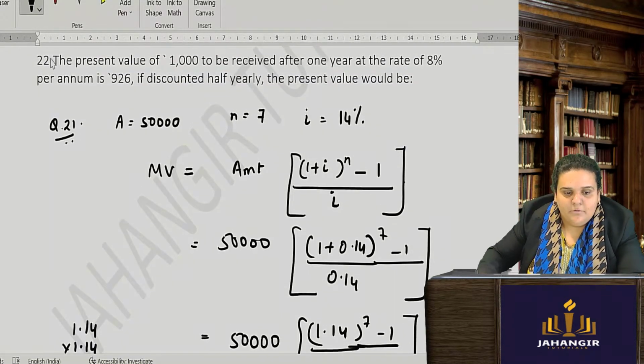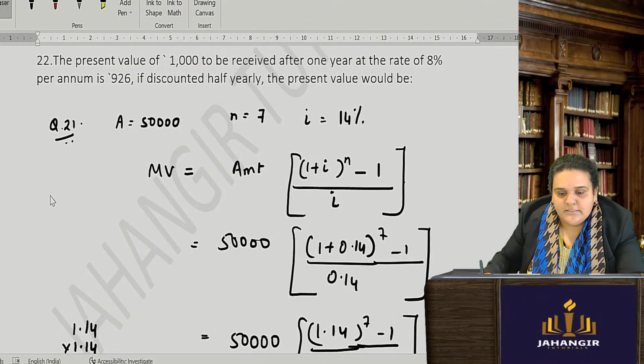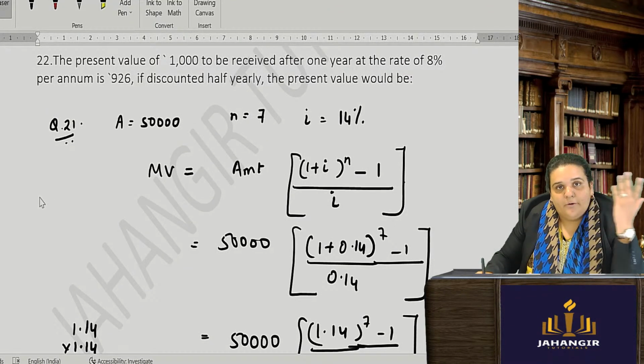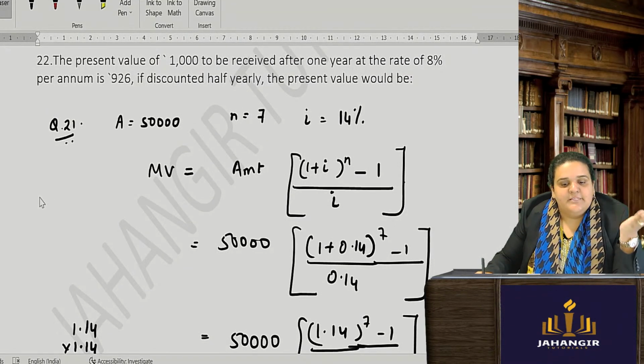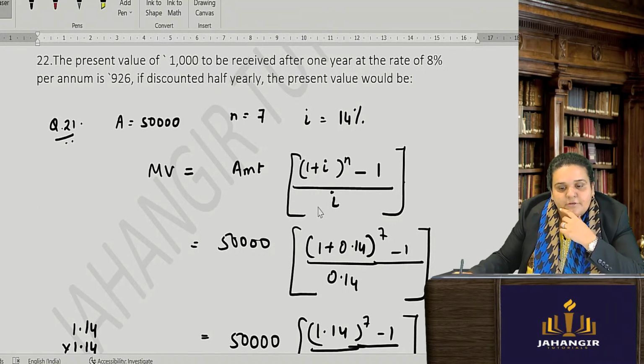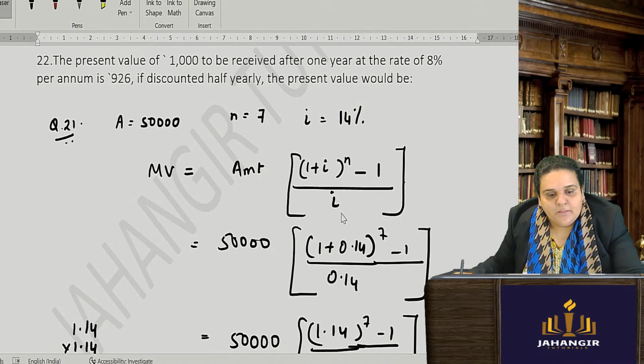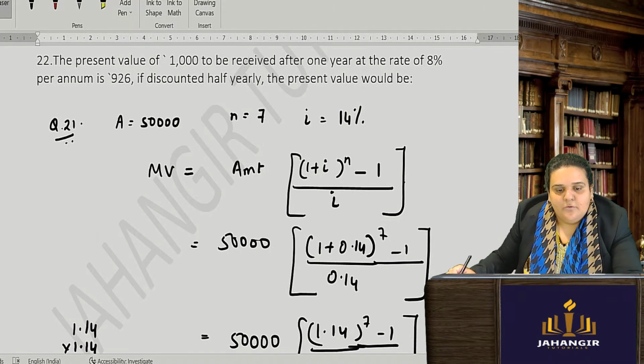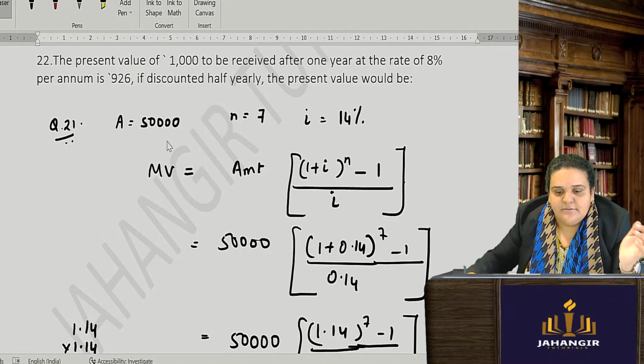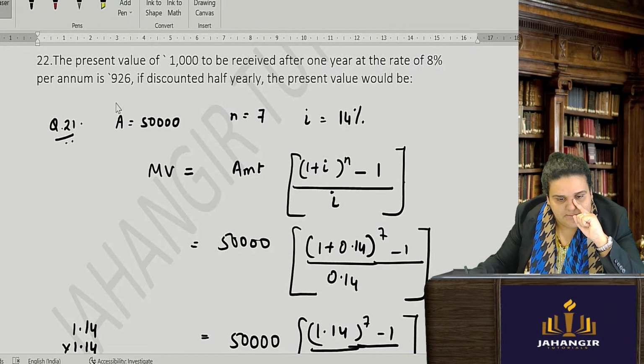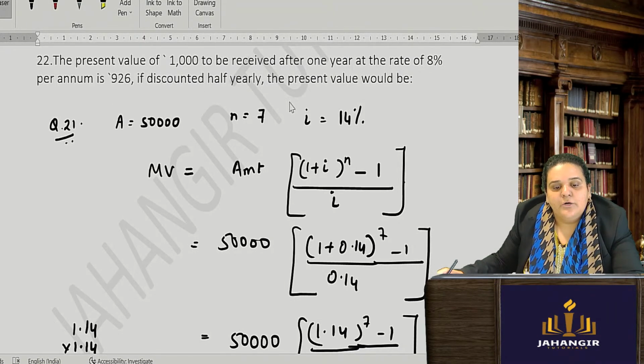So this is the amount formula. Amount is the sum which you are going to get after maturity after 7 years, the sum invested for n number of years at a given rate of interest. Now the last sum: the present value of 1,000 to be received after 1 year at the rate of 8% per annum is 926. Present value they have already given of 1,000 to be received after 1 year. If discounted half yearly, the present value would be?